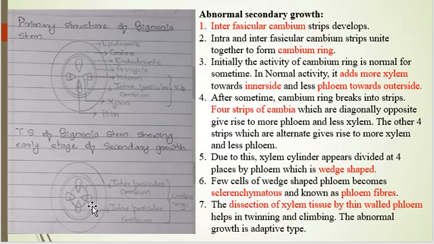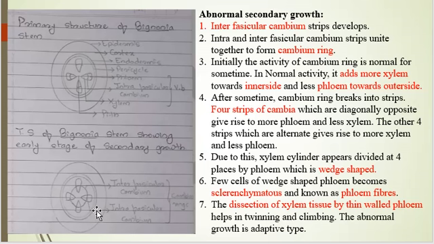Then initially the activity of the cambium ring is normal for some time, but in normal activity it adds more xylem towards the inner side and less phloem towards the outer side. यहाँ पे हमें दिख रहा है जो xylem है, xylem is present on the inner side and phloem on the outer side. In secondary growth, more xylem is added towards the inner side, but comparatively fewer phloem are added on the outer side.